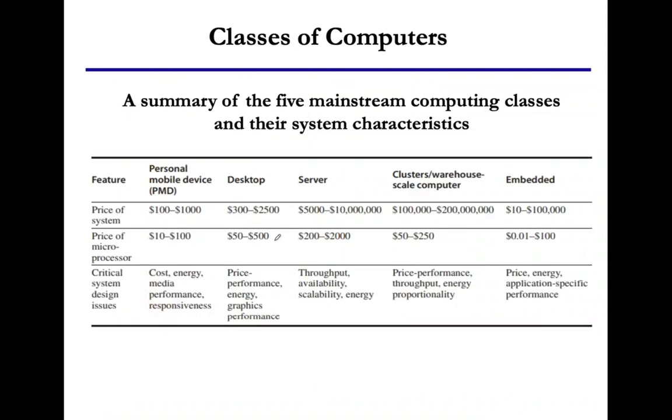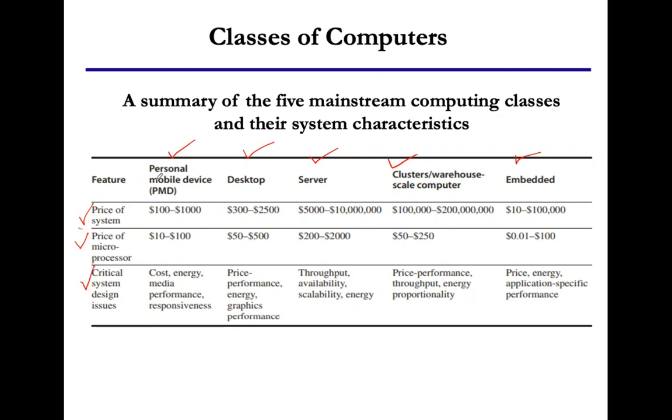So then the classes of computers. The computers are classified based on five characteristics: personal, desktop, servers, cluster warehouse, and embedded, as we saw in the previous slide. So based on these features, the computers are classified. The personal mobile devices (PMDs) are featured based on the price of the system, price of microprocessor, and the critical system design issues.